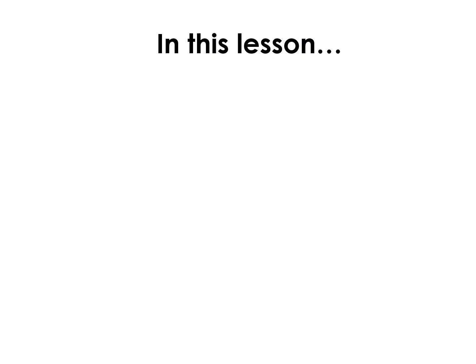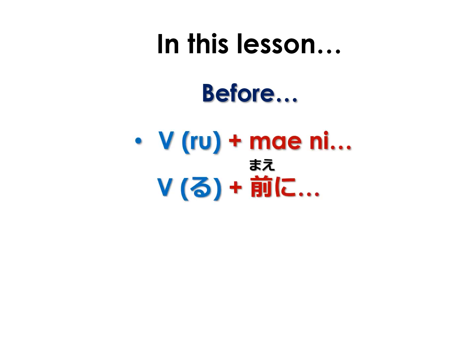In this new lesson, we will learn how to say the temporal expression "before". It introduces a phrase or subordinate clause. To use a verb with before, the formula is to use the dictionary form of the verb plus mae ni. And the tense of the sentence is decided by the tense of the verb in the main clause, and not the subordinate clause, which is always in the dictionary form.